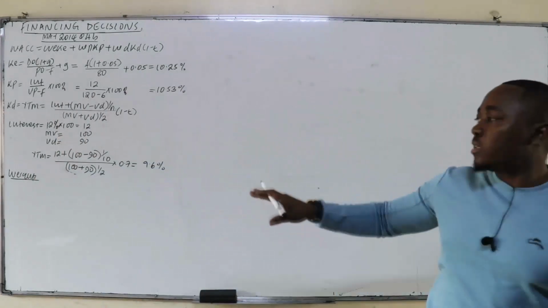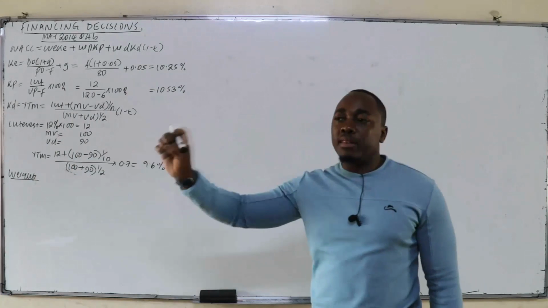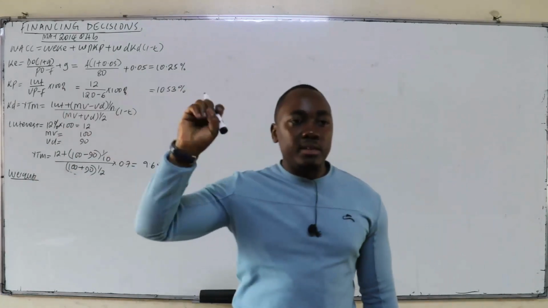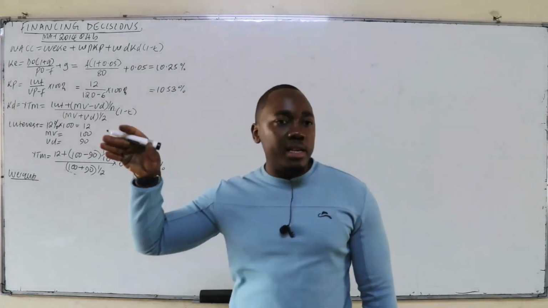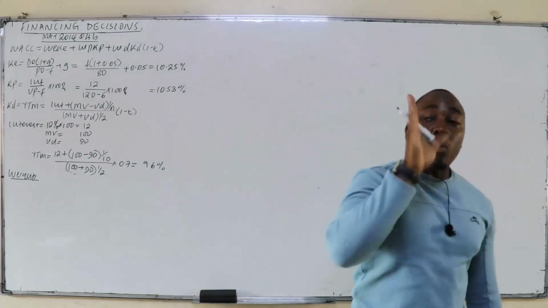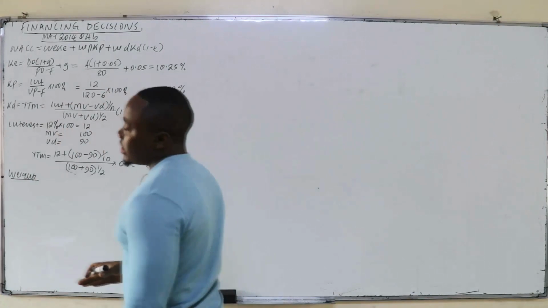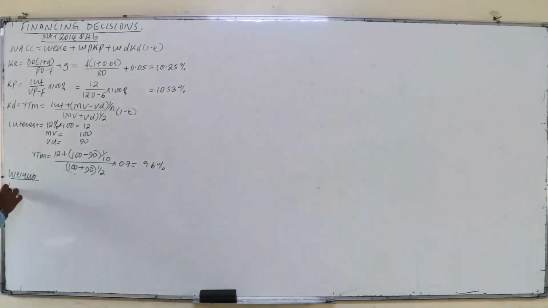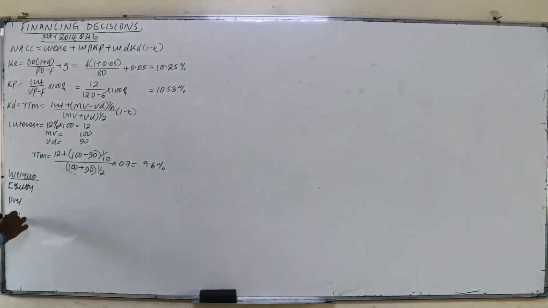Like the question we did, we are told that the debt was 15%, preference share 40%, and then ordinary equity was 45%. That one does not change. That's what we call the optimal capital structure. But for WACC, we use the market value. So we need to get the value of equity, weight of preference shares, and for the debt. And this is how you get. It's very simple.